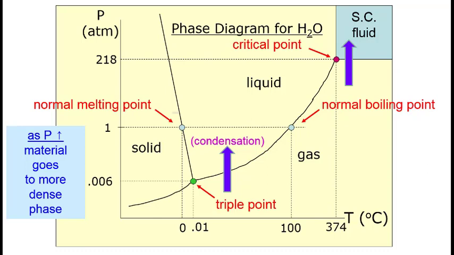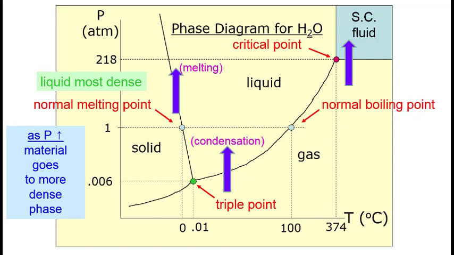Finally, let's start with the solid and increase the pressure. Notice that, due to the negative slope of the border between solid and liquid, the material goes to the liquid phase. We predict that melting would occur. Given our rule of thumb that a more dense phase is produced on increasing the pressure, we conclude that liquid water is more dense than ice.